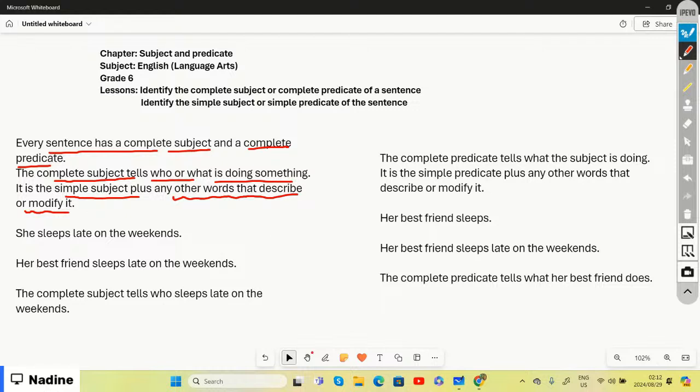it says, she sleeps late on weekends. So now we need to ask ourselves, who sleeps late on weekends? And then we will say she. So she is our subject that sleeps late on weekends.